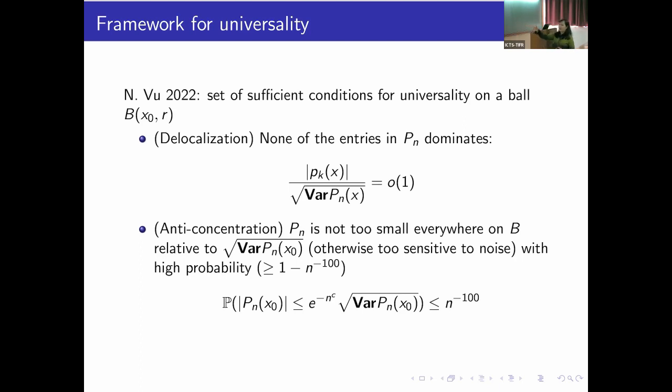And so, for instance, we would want to have an estimate like this. We want to control the probability that P_n(x_0) is very small, smaller than e to the minus n to the power c, where c is a small constant, times the standard deviation of P_n(x_0). And we want that probability to be small, like smaller than n to the negative 100. So for the rest of the talk, I would like to concentrate on the second part, what is anti-concentration. It looks like a tool, but anti-concentration has shown up in other places like random matrices, combinatorics, and other places in probability as well. So it now becomes an independent object of study.